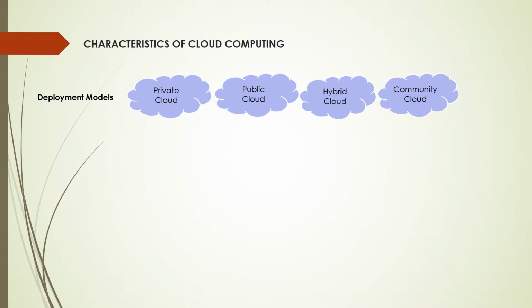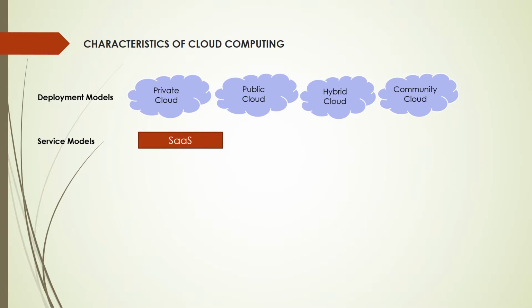For example, hospital, roads, electric station can utilize this community cloud to manage application and data because they have the same set of data. So this is all about different deployment models. We will see in next chapter in detail how this deployment model works. So next is service models.